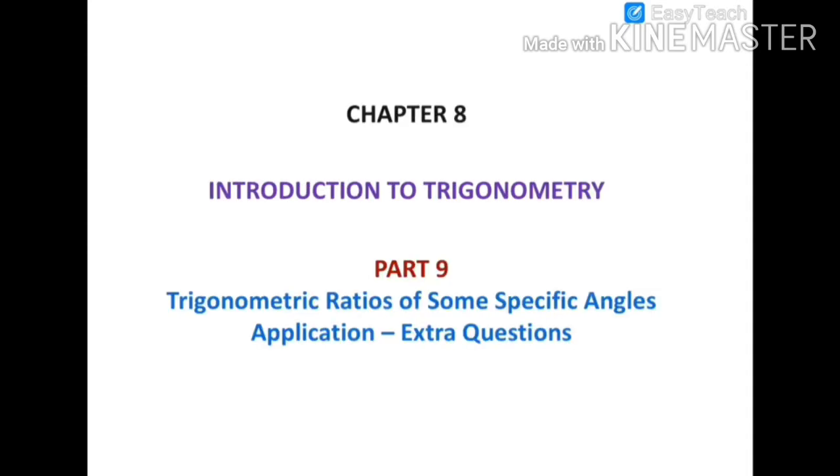We are studying chapter 8 Trigonometry. So far we have learned basic definition for trigonometric ratios. We have applied these ratios in problem solving. We have also learned trigonometric ratios for some specific angles, 30 degrees, 45 degrees and 60 degrees. And we have finished 2 exercises of this chapter. In today's video lesson, we will solve some extra questions based on the same concept.